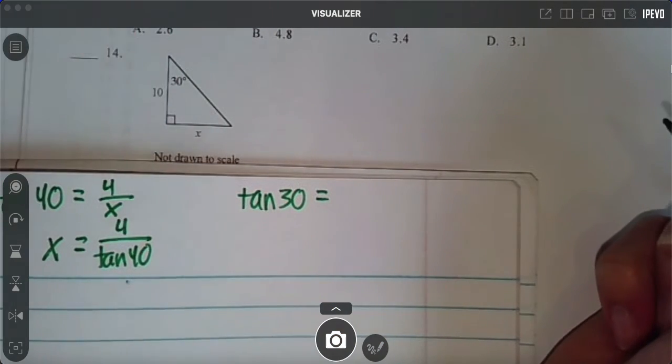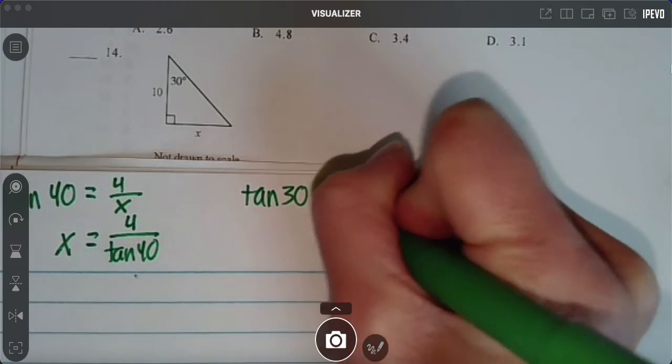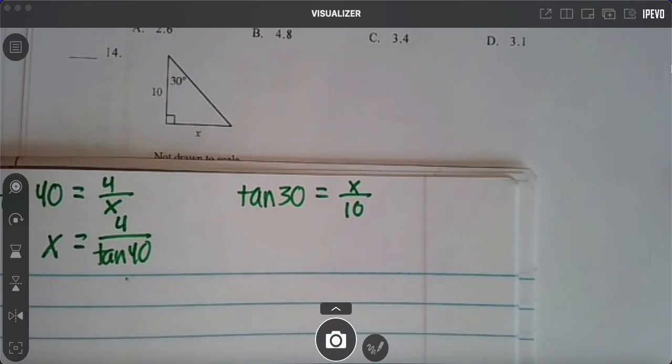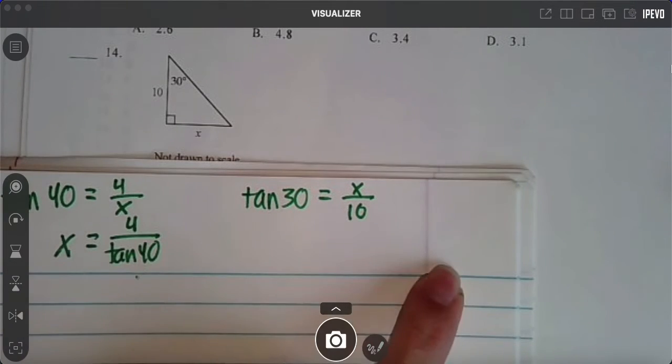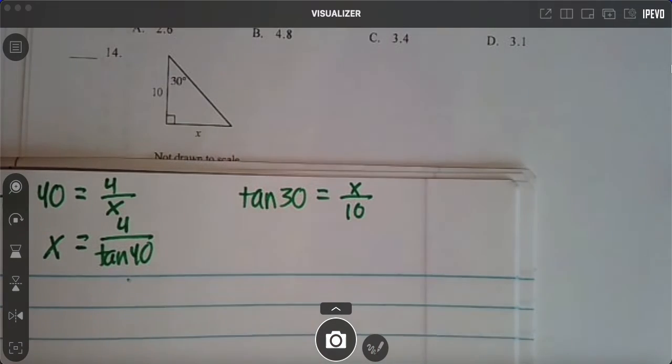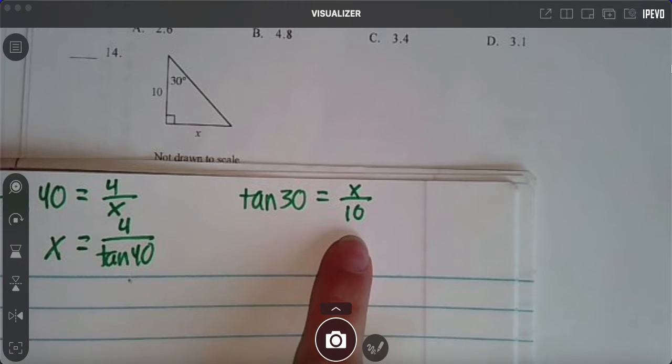Opposite over adjacent, x over 10. So, on this one, what am I going to do, though? I don't switch them. How do you know not to switch them? When the variable's in the denominator, you switch. When it's in the numerator, you multiply. You are either going to switch or multiply. I think it's going to be switch, so just be prepared for that. But in this case, can you tell you would multiply by 10?